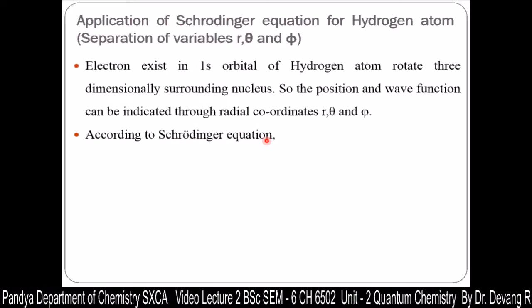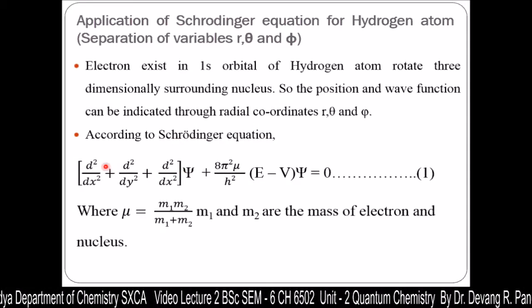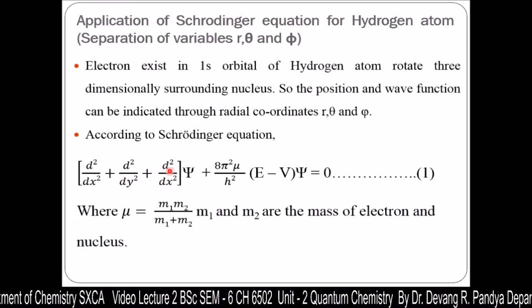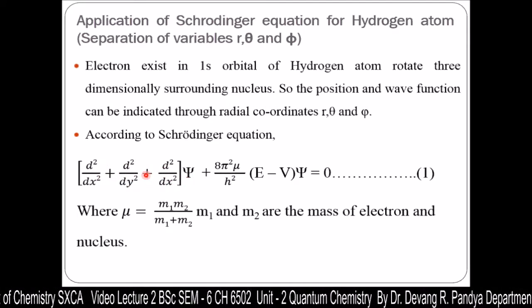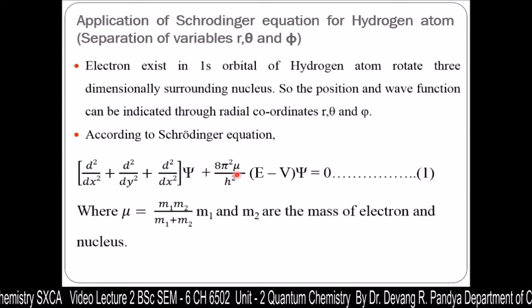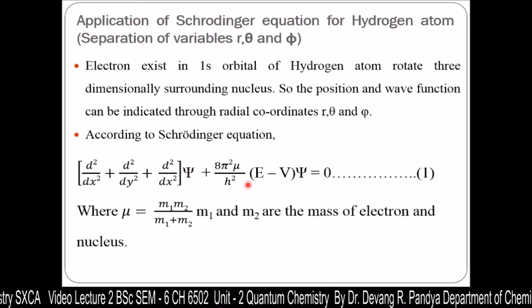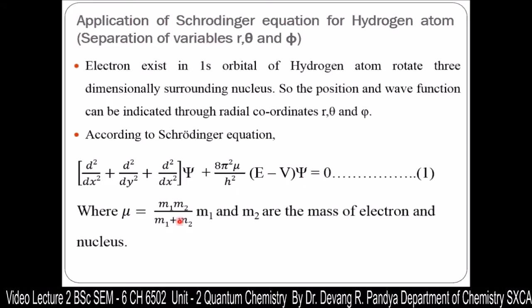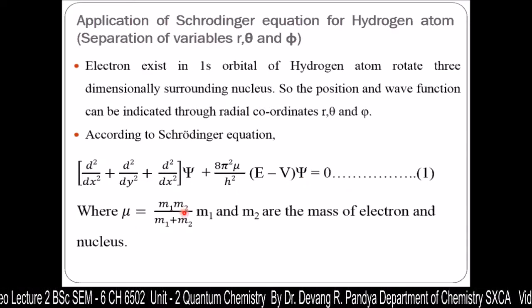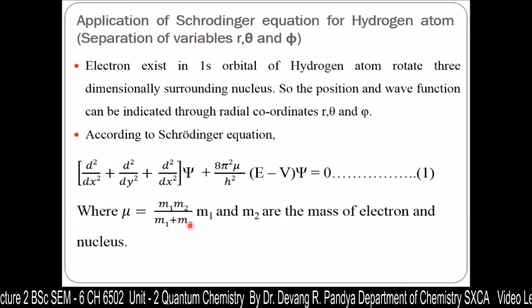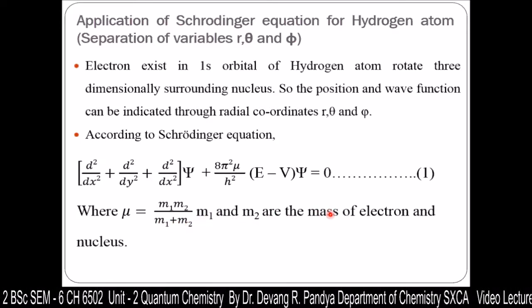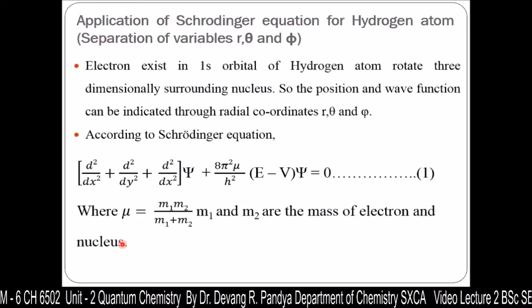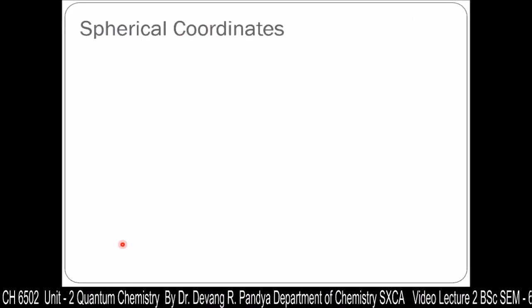According to the Schrodinger equation, d square by dx square plus d square by dy square plus d square by dz square psi, that is the Laplacian operator del square psi, plus 8 pi square mu upon h square (E minus V) psi is equal to 0, where mu is equal to m1 m2 upon m1 plus m2. m1 and m2 are the masses of the electron and nucleus of an atom.